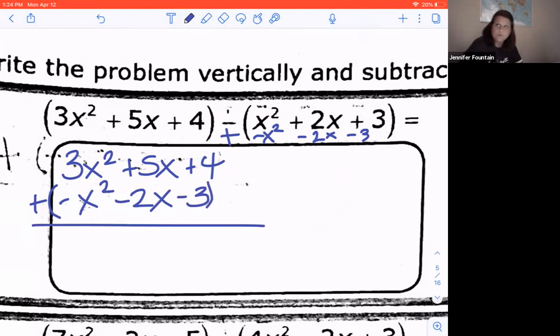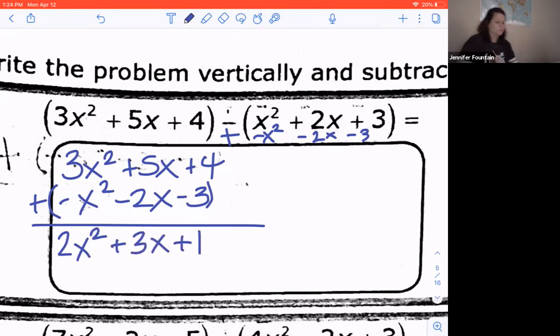Go ahead and work that one. When you're finished, look up and check it. And after you've looked at that one and checked it, go ahead and do the next 2 below it. Go ahead and rewrite it and solve.